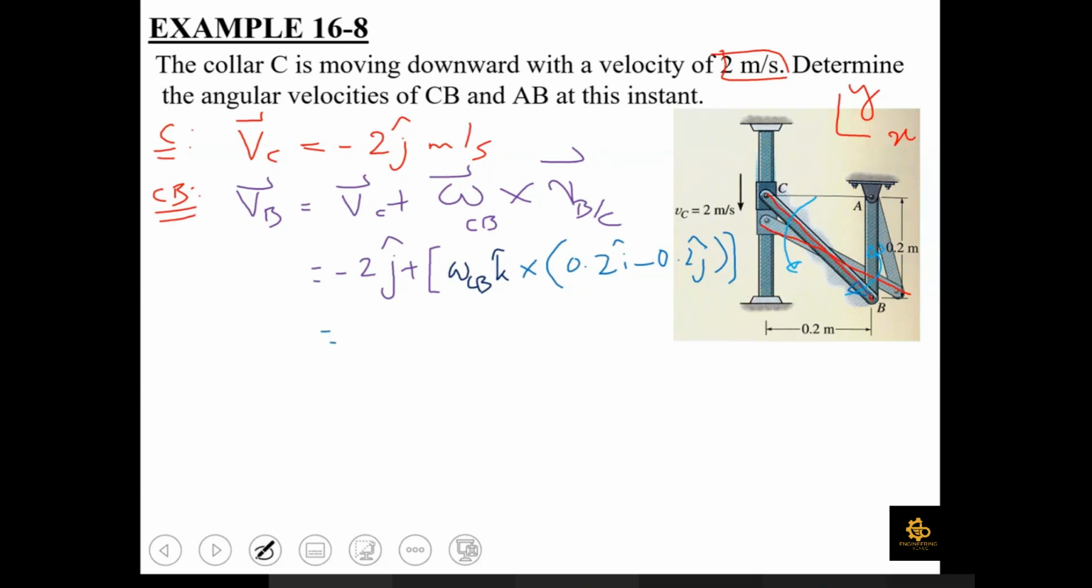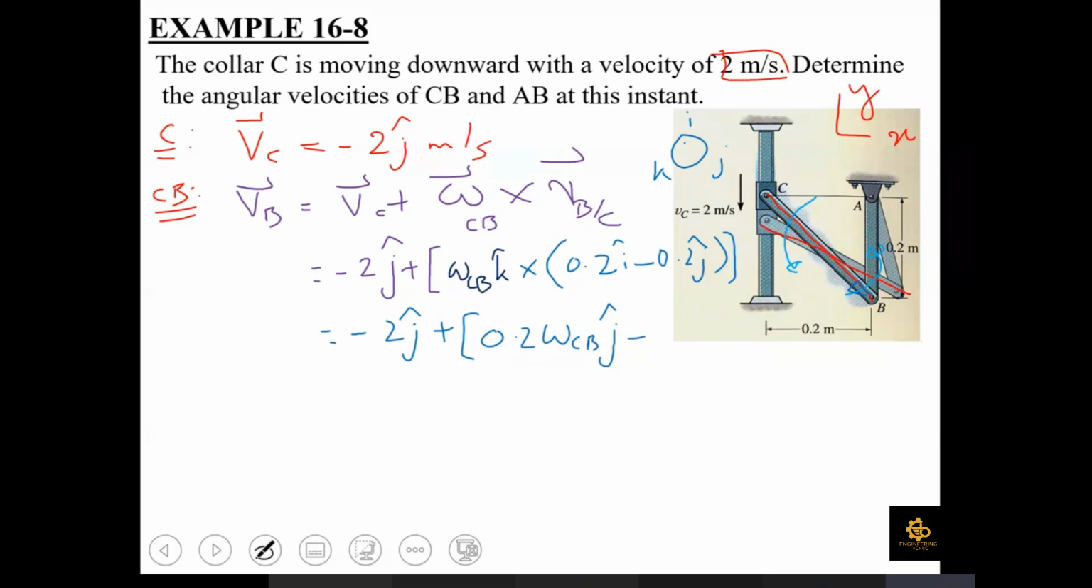Okay, so accordingly, if we expand it, it would be minus 2J plus taking the cross product. If you find the determinant method easier, you can use that; I find this easier. So the first term is 0.2 omega CB. What is K cross I? It is J. So it is going to be K.